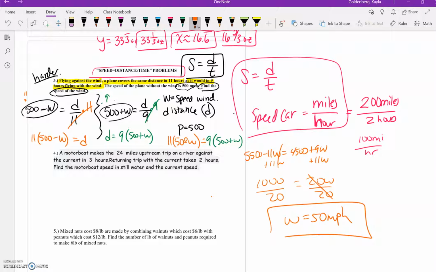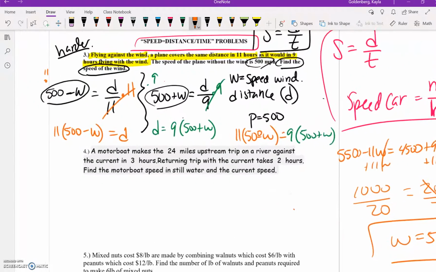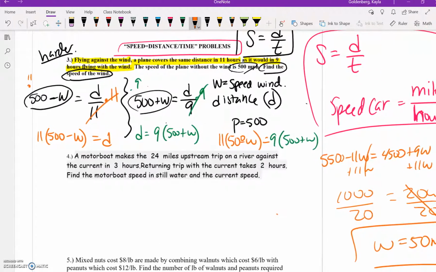Like I said, the setup of this one's a little bit harder than most of them will be. Number 4 is a little bit more standard, so this one will give you a better sense of what the typical problem will be like. I think number 3 is good because it gets you a little bit more familiar with the distance, speed, time equation, getting used to that.